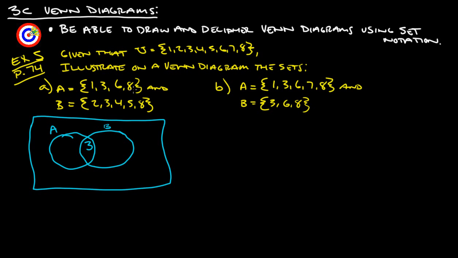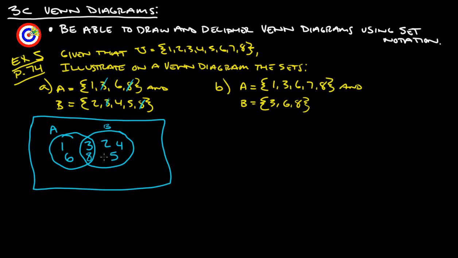So 3 is going to go in here, and then so is 8, right? So there's 3 and there's 8 from both of those. Okay, so set A then has 1 and 6 left over. Set B has 2, 4, and 5 left over.